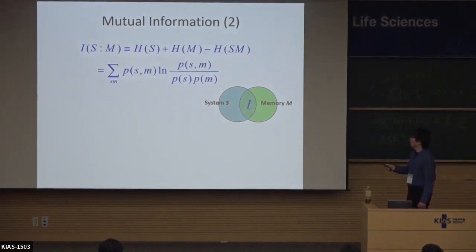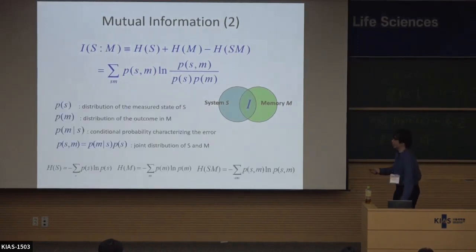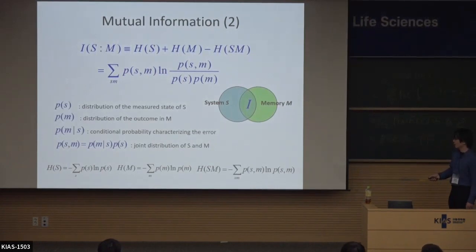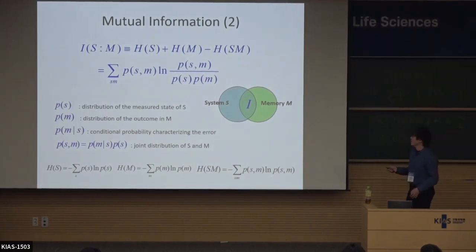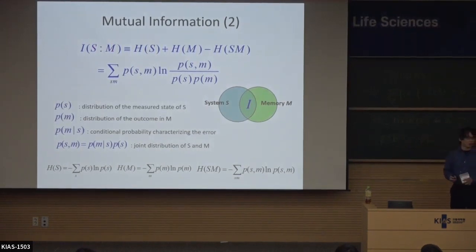And after some short calculation, you can find that this can be represented as this. So this P of SM is a joint probability distribution, and PS and PM are marginal distributions. And also, each channel information is given by this. So again, if you are familiar with the Kullback-Leibler divergence, you will see that this is the Kullback-Leibler divergence of the joint distribution and the marginal distributions. So you can see that this is not always non-negative. But anyway, I think the most intuitive definition of the mutual information is this first line. That is a kind of shared information between the system and the memory.